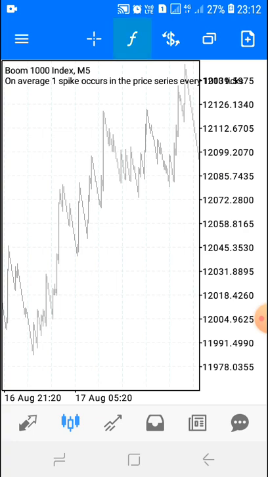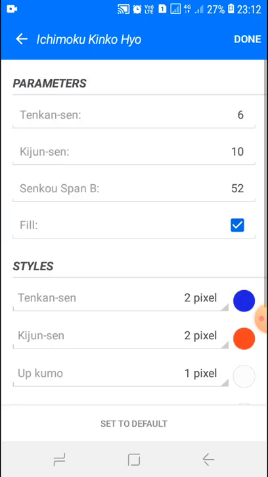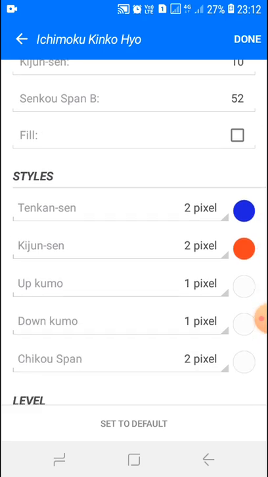Okay, so the first indicator we're going to need is our Ichimoku Kinko Hyo. Now you need to make sure that your parameters are like this. The Tenkan Sen should be 6, Kijun Sen 10, Senkou Span B 52. Now you don't fill it in, okay? And the style should be like this: Tenkan Sen 2 pixel blue, Kijun Sen 2 pixel red, up Kumo 1 pixel white, down Kumo 1 pixel white, Chikou Span 2 pixel white.